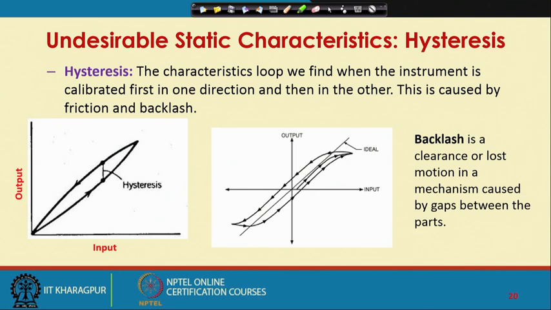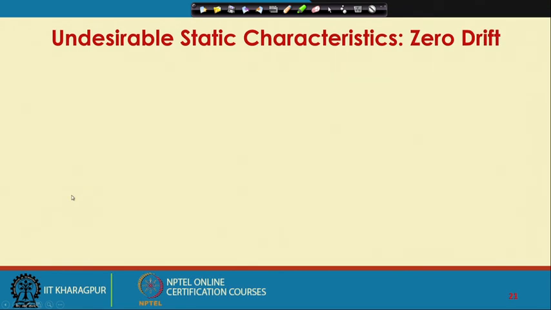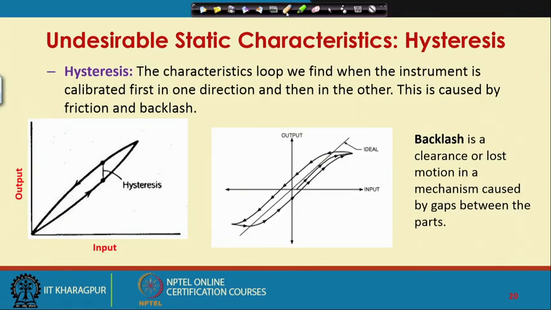So, let us consider again a pressure gauge. I am taking a pressure gauge and I am increasingly changing the pressure, putting in higher and higher pressures. Let us say I am changing the input from 0 psi to 100 psi, and I see that I go in this direction.